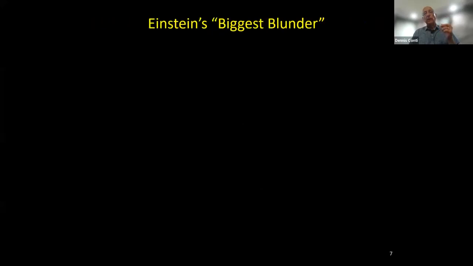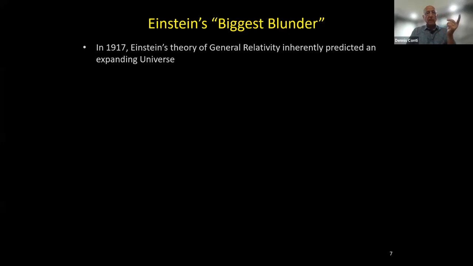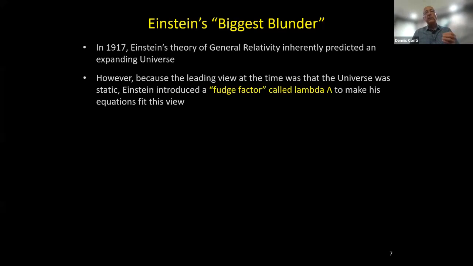So one interesting thing I just want to say from a historical point of view, something called Einstein's biggest blunder. In 1917, when Einstein put together his general theory of relativity, his theory inherently predicted an expanding universe. But at the time, the leading theory was the universe was static. So Einstein thought, well, my theory can't be right. I need to introduce a fudge factor, which he did. It was called lambda. So he introduced this fudge factor called lambda.